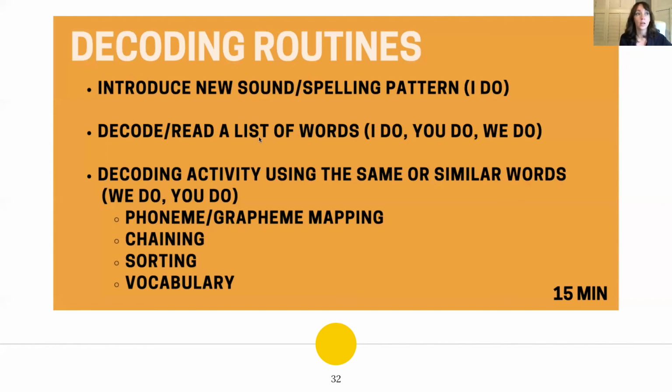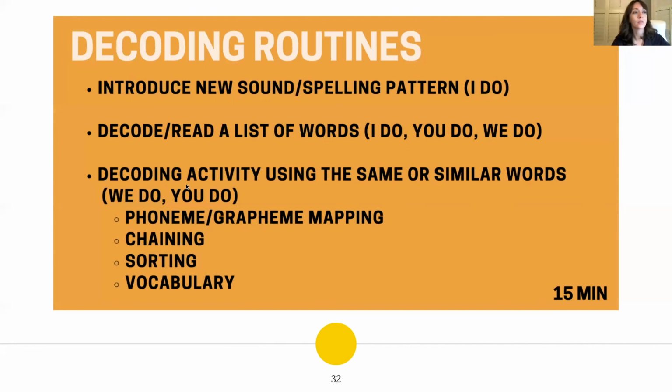So do a list of words, but then we're not done. We're going to take those words or words similar to those, and we're going to do some kind of an activity. And this is really the I do, it should say we do, you do. I don't know why I have that backwards the whole time. But you can do that gradual release throughout that decoding.